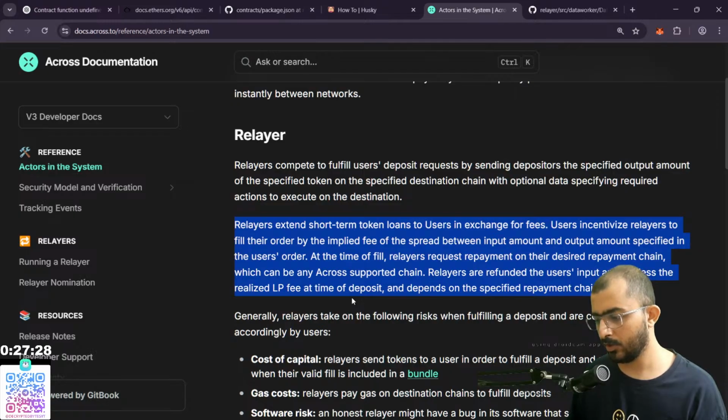At the time of fill, relayers request repayment on their desired repayment chain, which can be any Across supported chain. Relayers are refunded the user's input token less the realized LP fee at the time of deposit, and this depends on the specified repayment chain. Okay.